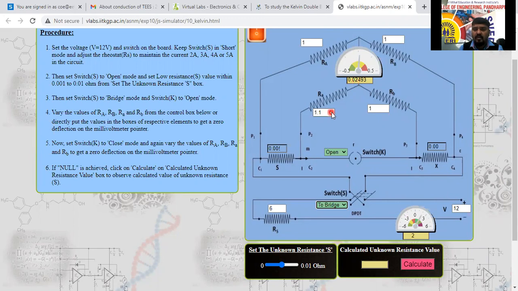What we have to do? By varying this one, we have to reduce the bridge value. Here it is not going. This one is decreasing now. We can do minus here. No, not minus, I will increase here only. And this one also I will increase here. So 0.00, it is there now.